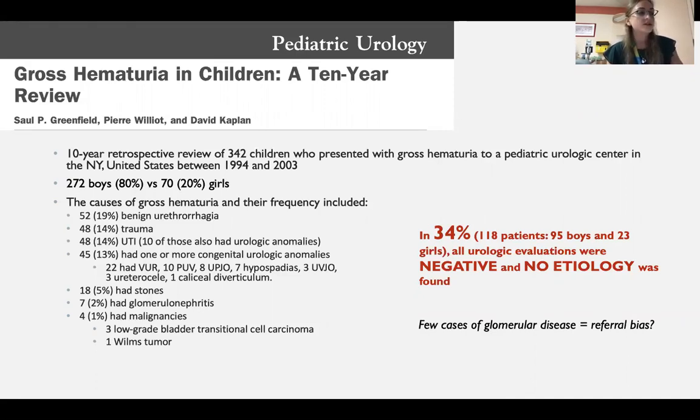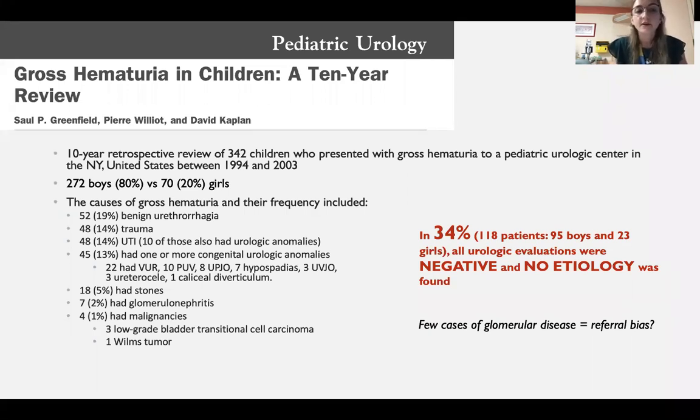13% of the whole population had congenital urologic anomalies as the underlying cause for hematuria. Of these, the main one was reflux, followed by posterior urethral valves, UVJO, hypospadias, urethrocele, and one case of calyceal diverticulum. Only 5% of the population had stones as an underlying cause, and only 1% had malignancies. The malignancies found were 3 cases of low-grade bladder transitional cell carcinoma and 1 case of Wilms tumor.